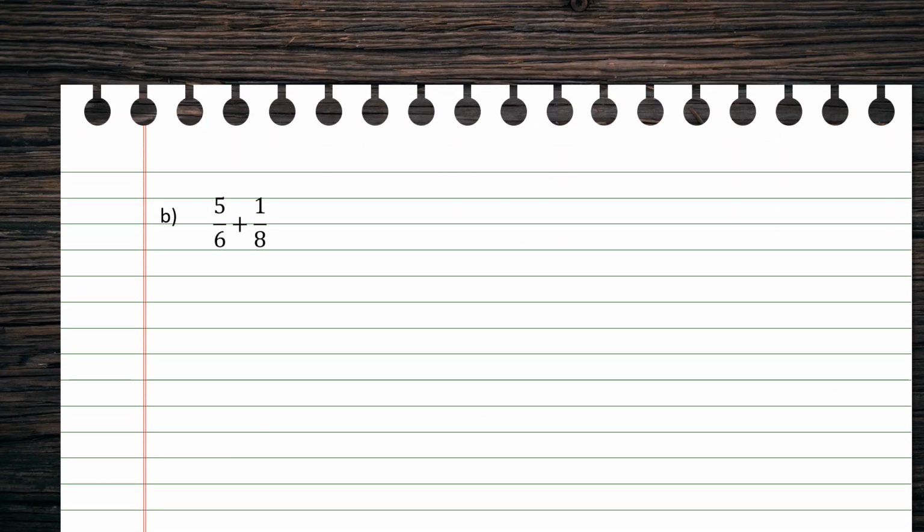Example B, 5 over 6 plus 1 over 8. Do they have the same common denominator? No, which means we need to bring in translators. Before we bring in the translators, we need to identify the common denominator, or the least common multiple. If you do not know it as of now, take a moment now to use the chart to help you identify the LCM.